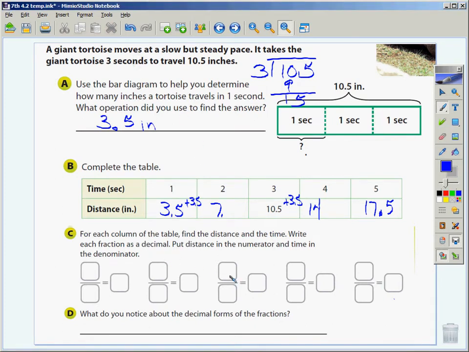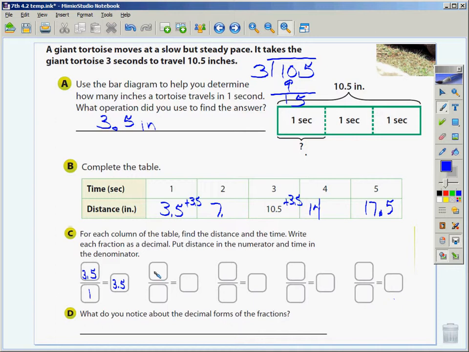For each column of the table, find the distance and the time. Write each fraction as a decimal. Put the distance in the numerator and the time in the denominator. So the distance is 3.5 and the time is 1. 3.5 divided by 1 is 3.5.